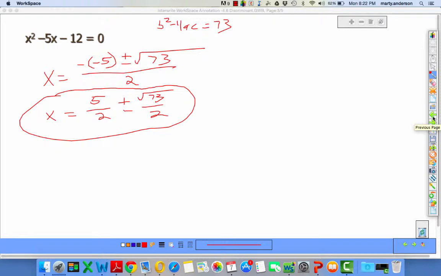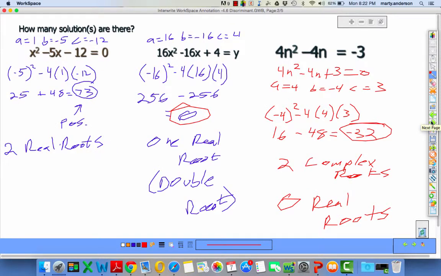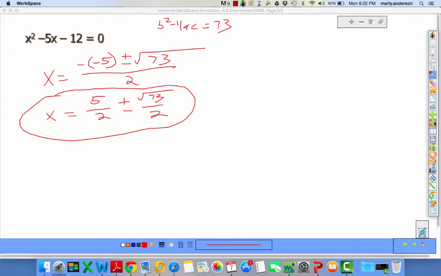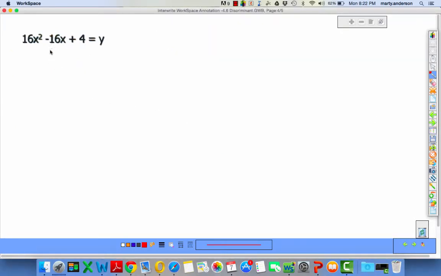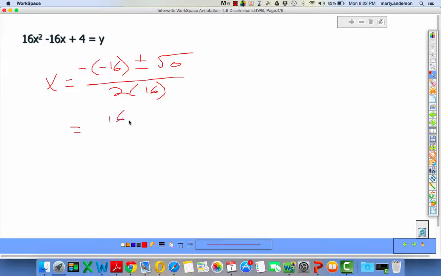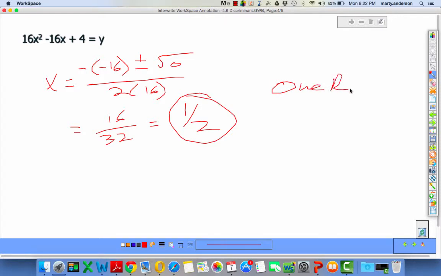Try the next one. Let's remember what it was first. The discriminant was 0. There was a double root. If the discriminant is 0, I'm going to do x is equal to negative b plus or minus the square root of 0 all over 2 times a. I get 16 over 32. I get a half. So there's one solution. We have one real root. We have a double root, and it occurs at x equals 1/2.